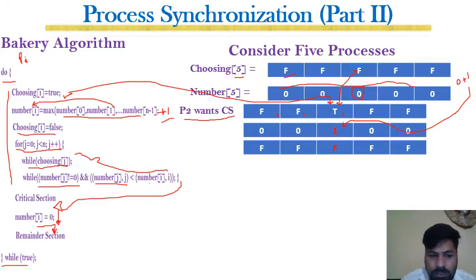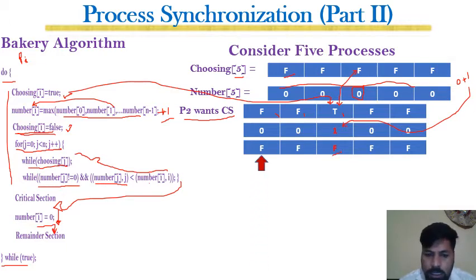And once the process completes this, it moves to the next statement, in which choosing at i becomes false, right?